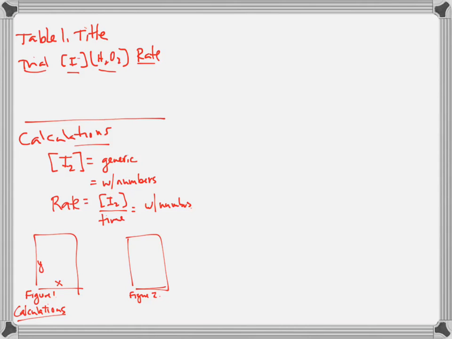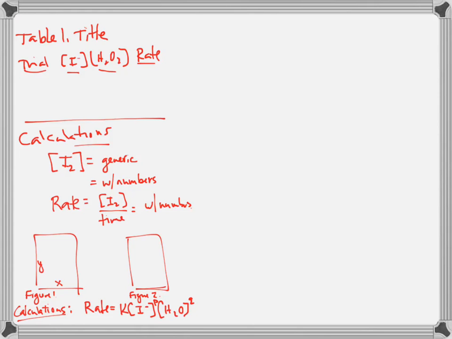I guess that looks right. Your calculations are going to be generic for both of these. You're going to say the rate equals K times the concentration of iodide times the concentration of peroxide to your P and Q power.